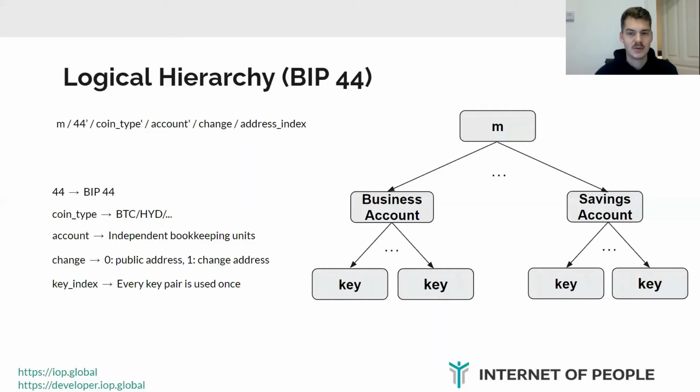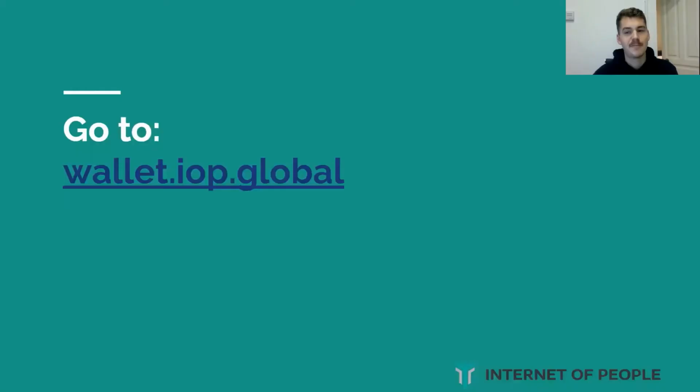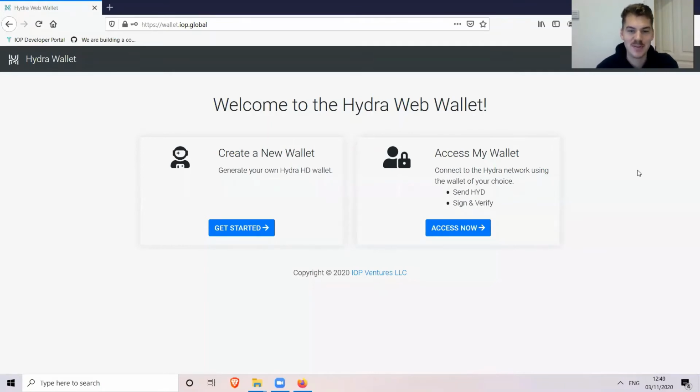So now that we saw the basic building blocks that are behind the key vault, let's see the user interface to this, which is actually the web wallet. For this, I invite you to go to wallet.iop.global, but you will also find a link in the description. Now that everybody made its way to the Hydra web wallet, you see here that you have two options.